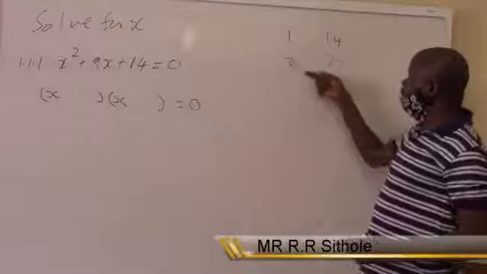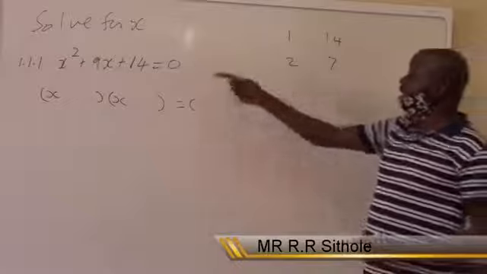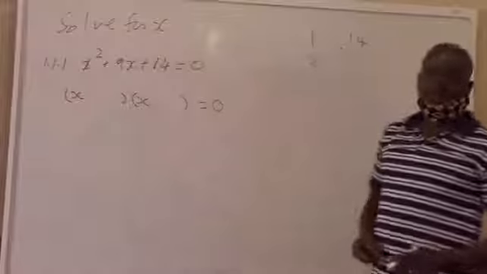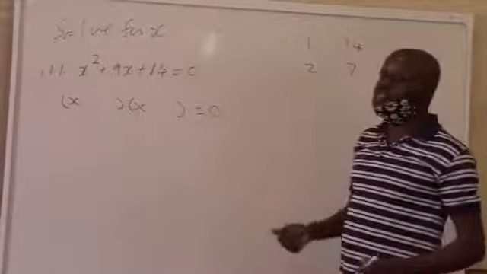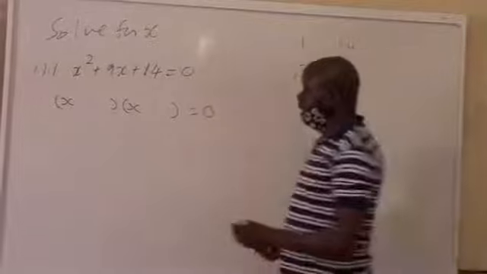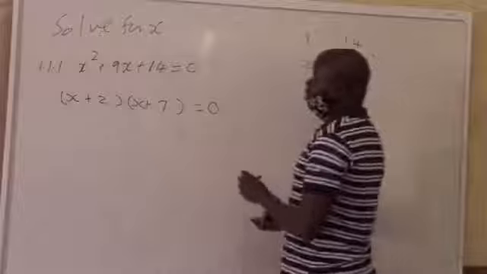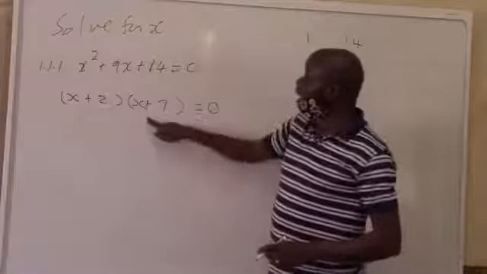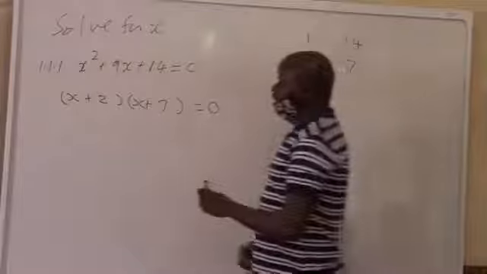But when we come to this other pair, which is 2 and 7, when we say 2 plus 7, it gives us 9. In this case, we also take the signs into consideration, whereby we have a positive and positive, so both our factors should be positive. When we add 2 and 7, it gives us 9. So we are going to have plus 2 and plus 7. These are the factors that, when we multiply and add, we still get the equation there.